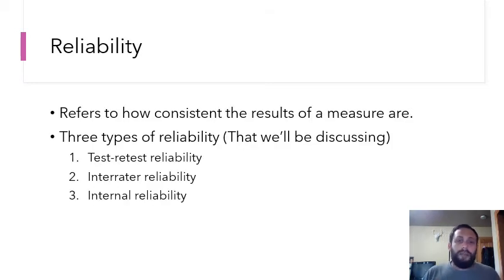So, reliability refers to how consistent the results of a measure are. Think about this in terms of consistency. If I measure depression at one point, my guess is I should be able to measure depression at the next point, and it should be fairly similar, because someone who's depressed usually stays fairly depressed, without some sort of therapy or some sort of treatment.